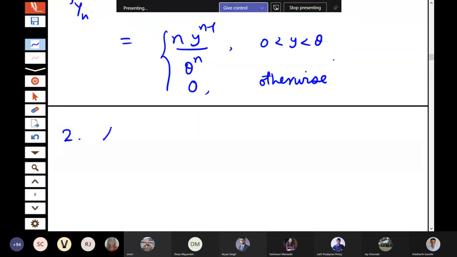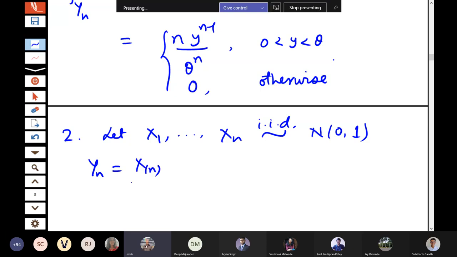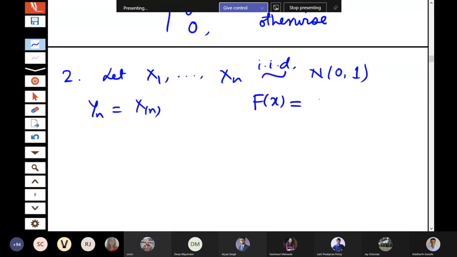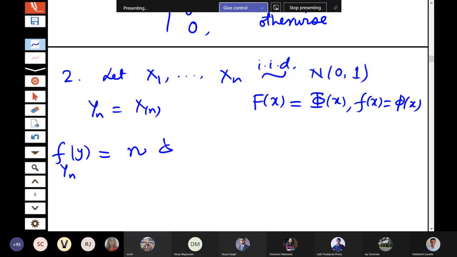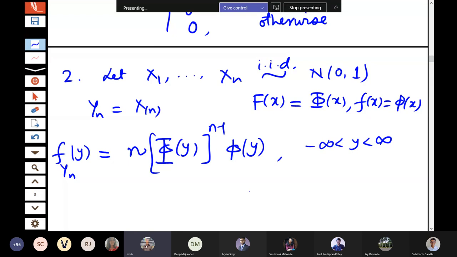Suppose I consider here X1, X2, ..., Xn, a random sample from normal 0, 1, and I am looking at the distribution of Xn. So if we are taking from the standard normal distribution, what is the CDF? That is capital phi, and what is the PDF? That is small phi. So what is the probability density function of the largest? That is n times Phi(y) to the power n minus 1 into phi(y). So I hope this formula for deriving the distribution of the maximum is clear.